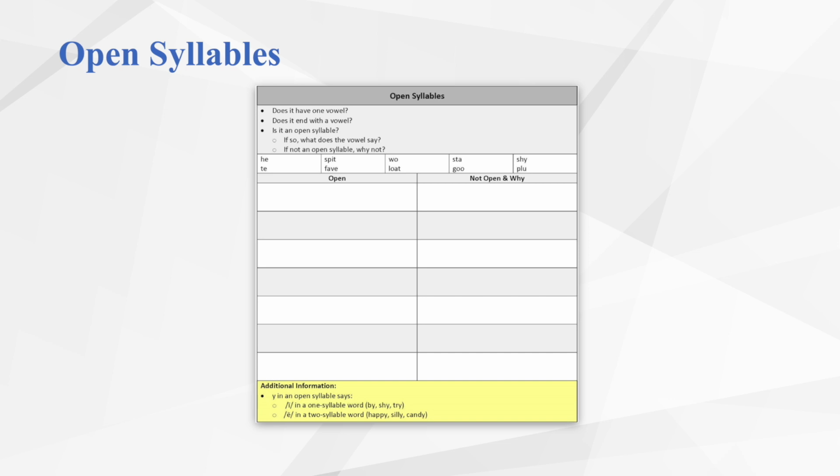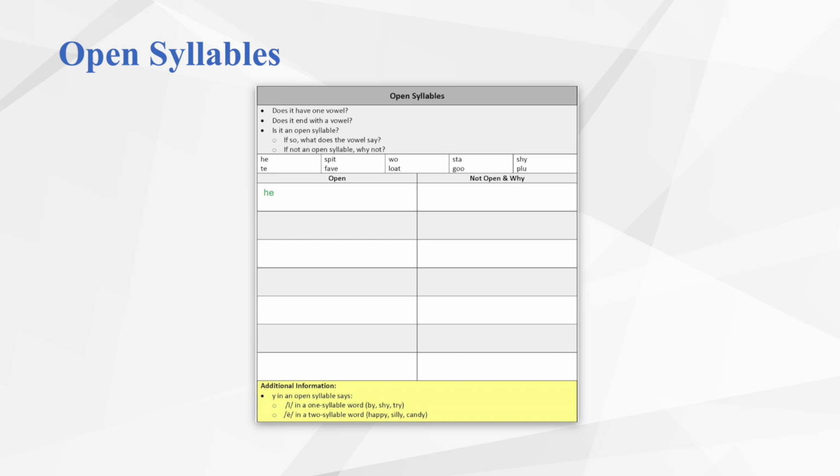Looking at the word bank, our first syllable is the syllable H-E, and the questions at the top will support us in this activity. So how many vowels do you see? 1. How does it end? It ends with a vowel, doesn't it? So is it an open syllable? Yes, it is. So let's put that in the open column, H-E.